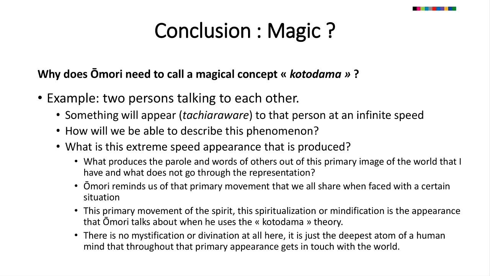How can we describe this very first image we have of the world, which is far before the representation of the world and before anything about the world? How can we explain, describe this phenomenon? What is this extreme speed appearance that is produced? I keep asking questions, but what produced the plural world and others out of this primary image of the world that I have, which does not go through representation?